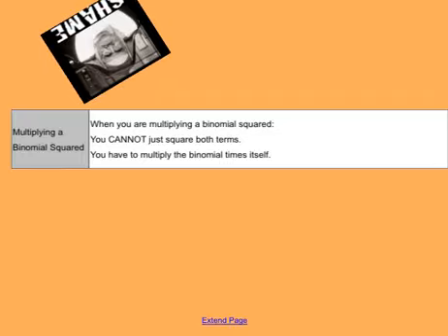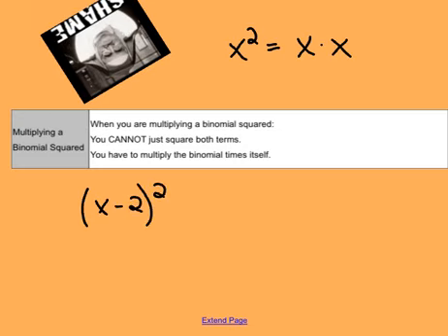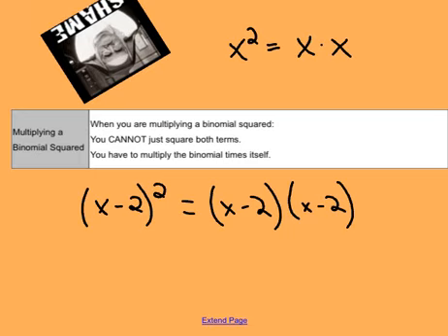Multiplying a binomial squared. When you multiply a binomial squared, you cannot just square both terms. You have to multiply the binomial times itself. So, what's this saying? When we have x squared, that's equal to x times x. So, when you see something like x minus 2 squared, that has to equal x minus 2 times x minus 2. And now you have to do either the box method or the FOIL.